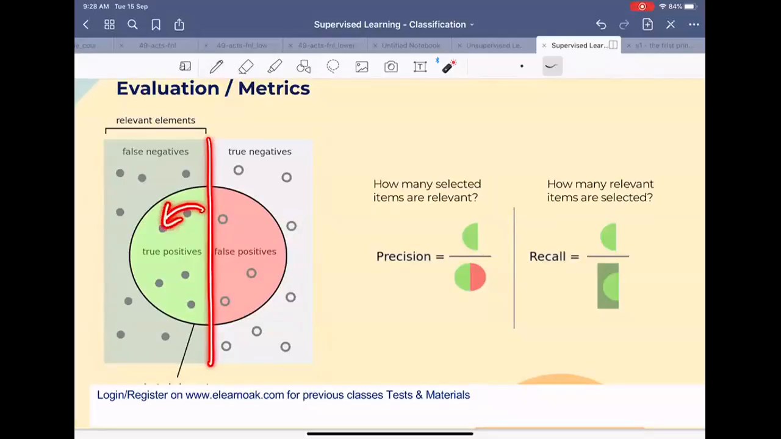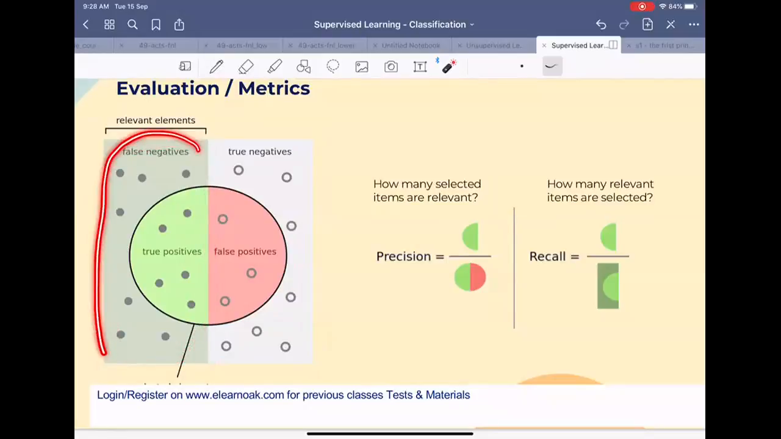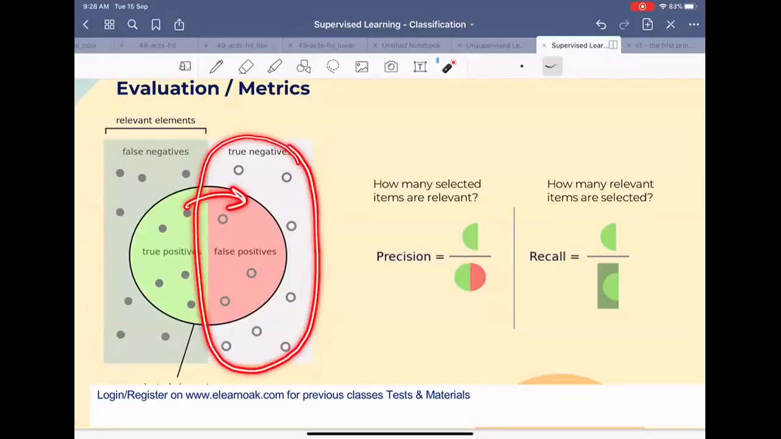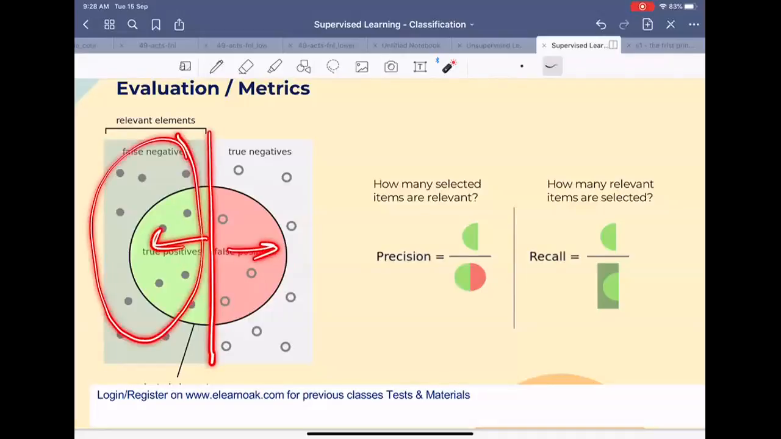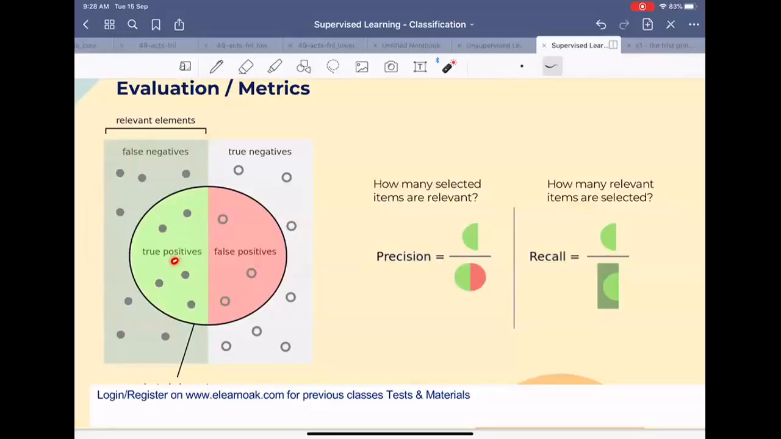On this end, we have all the passengers who have survived in the Titanic event. On this end, we have all the passengers who have not survived in the Titanic event. I hope you understand what this center line divides the data into. On the left hand, we have all the people who have survived. On the right hand, we have data for all the people who have not survived.